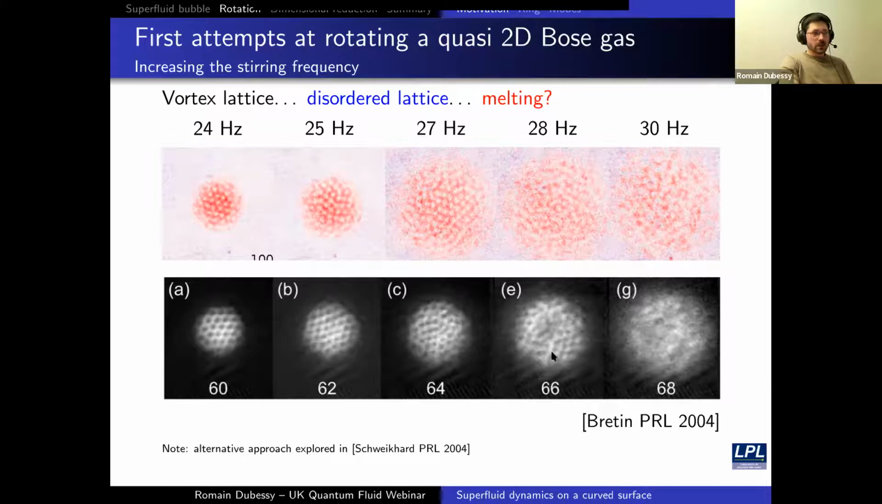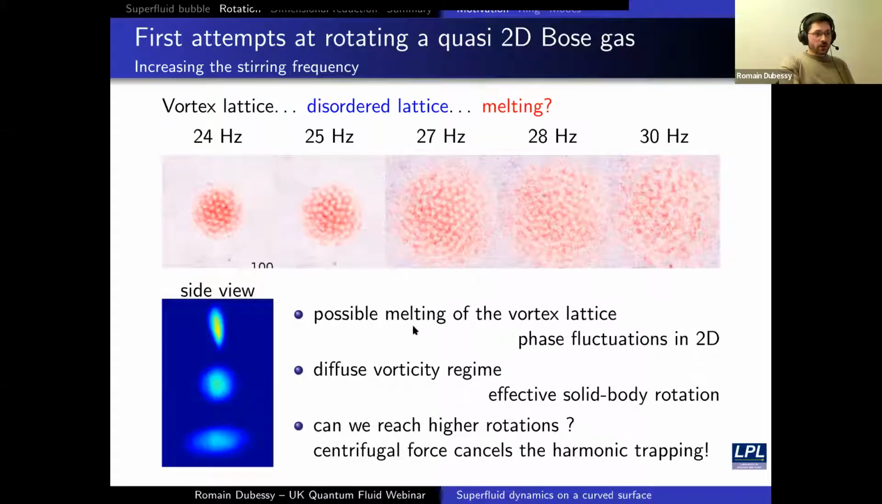So you can have excitation of the vortex lines in this situation, and we don't have those in our almost 2D system. So currently we are still working on determining whether or not it's truly a melting of the vortex lattice, associated with possible phase fluctuations in 2D. So this is still work in progress. What we have measured is that we are well into the diffuse vorticity regime, meaning that we have enough vortices everywhere to have effective solid body rotation at large scales in the system.